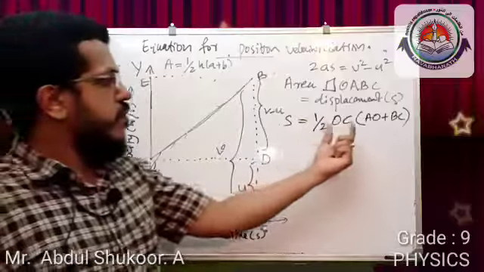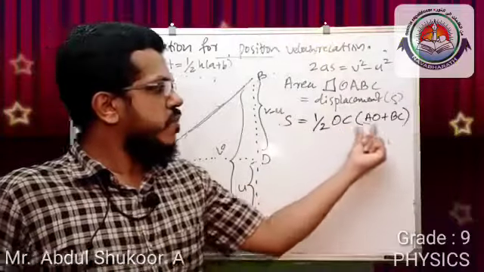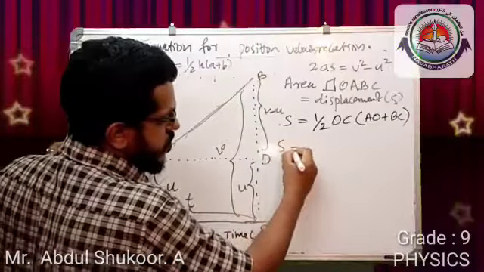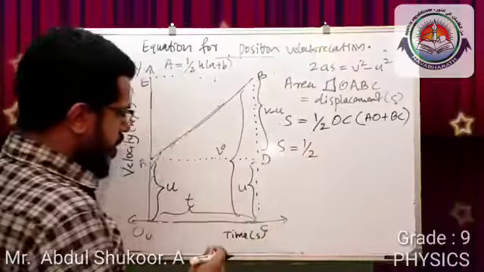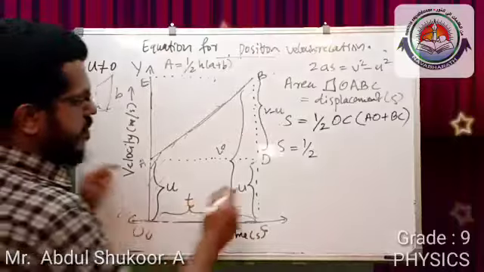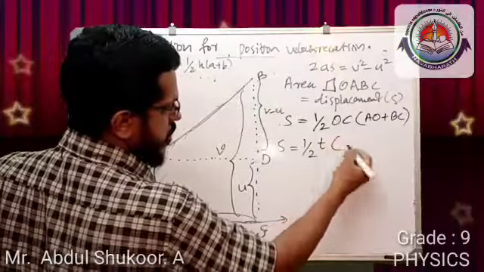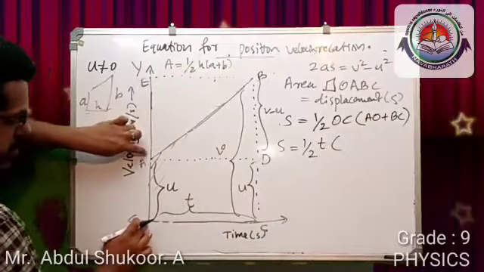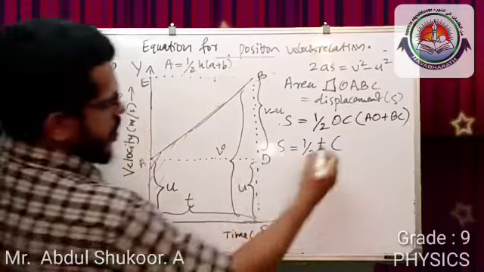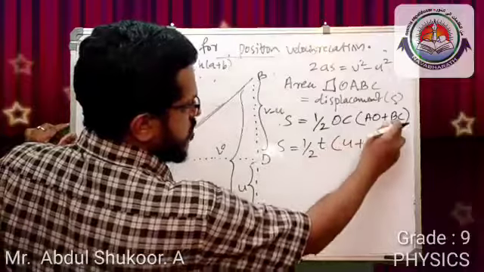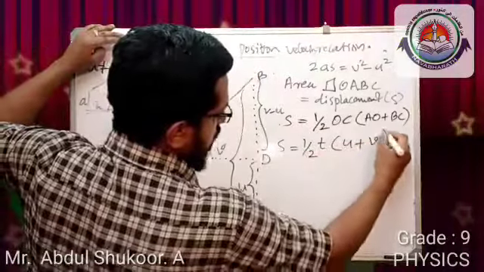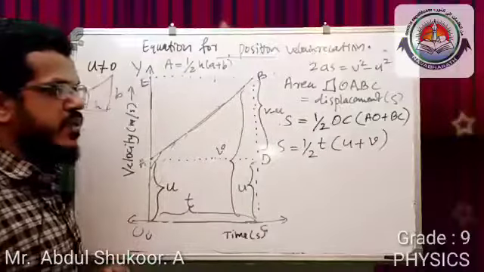Then we are going to substitute the values of OC, AO, BC from this graph. Then we get S is equal to half. What is OC? That is time interval T. Then T into, what is AO? That is initial velocity, AO is initial velocity U, plus what is BC here? BC is final velocity V. That is S is equal to half T into U plus V.